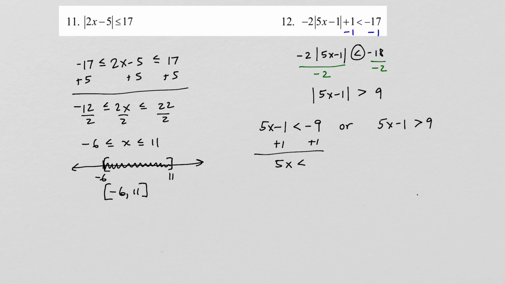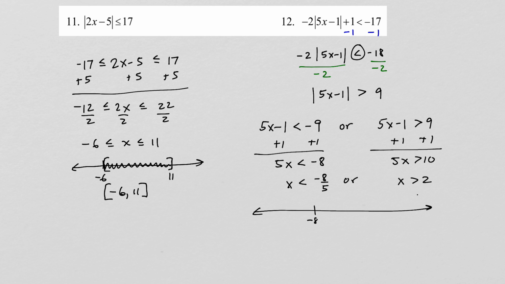We get 5x is less than negative 8. And that means that x is less than negative 8/5. Or the other solution here, we have 5x is greater than 10, and then dividing by 5, we get x is greater than 2. So on a number line now, if x is less than negative 8 over 5, it means we're over here. And if x is greater than 2, we're over here. And so in interval notation, here is our answer.